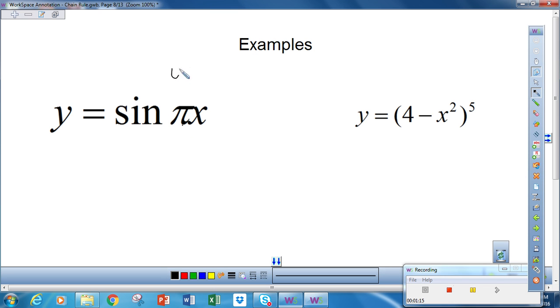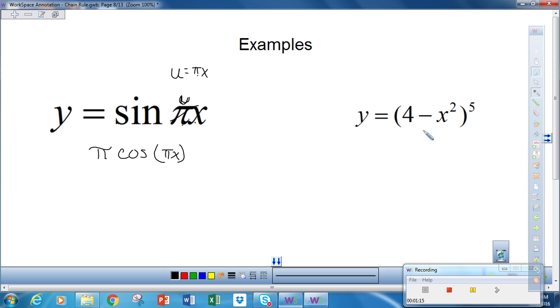And the inner function here is pi x. So I'm going to take the derivative of pi x. And the derivative of pi times x is simply pi. Then I want to take the derivative. Now this looks like u. So I'm taking the derivative of u. The derivative of sine u would be cosine u. But u is, you got it, pi x.